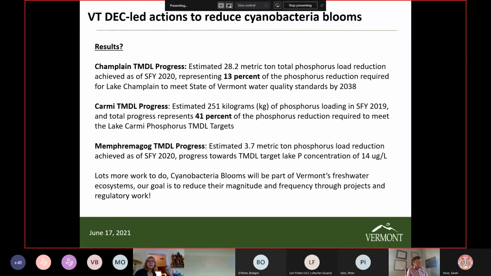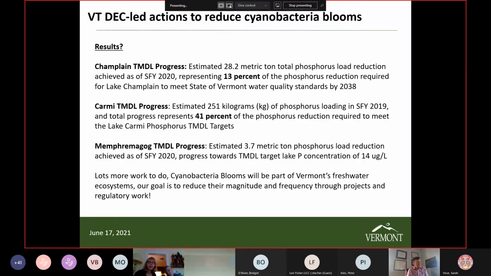So, last slide: what are the results that we're seeing? We are seeing some progress, which is great. For example, in the Champlain TMDL, over the last few years, we've reduced 28 metric tons of total phosphorus load to the lake, which represents about 13% of our overall target that we're trying to achieve by the year 2038. So we've gotten going on that. Of course, a lot more work left to do.